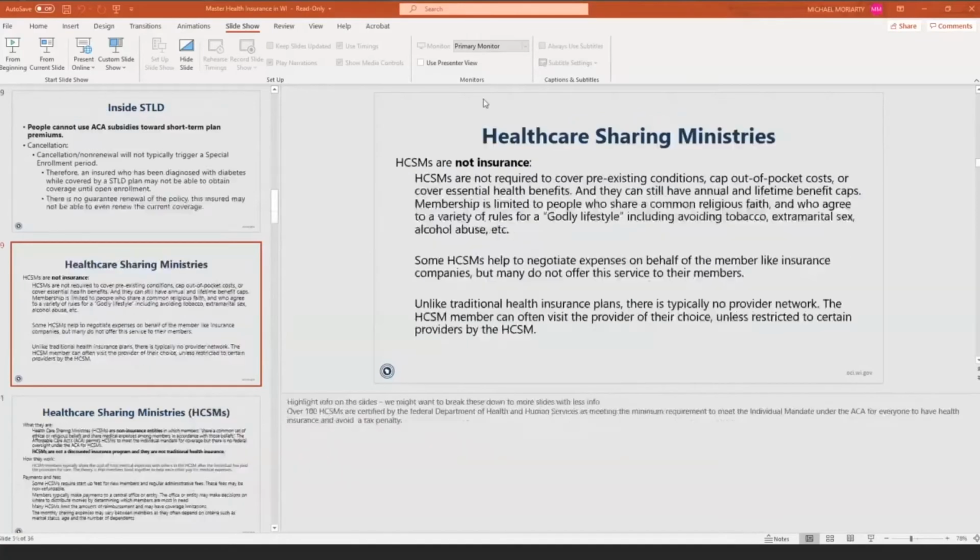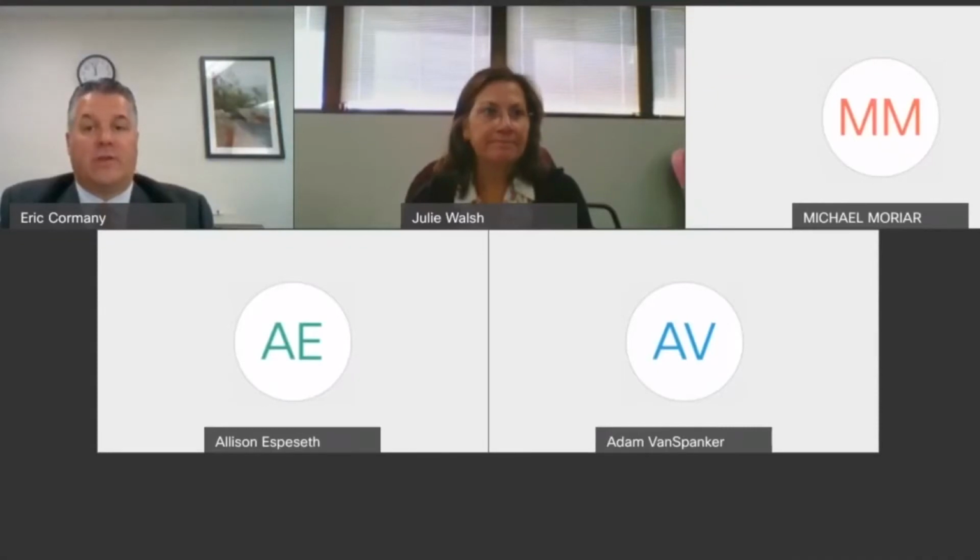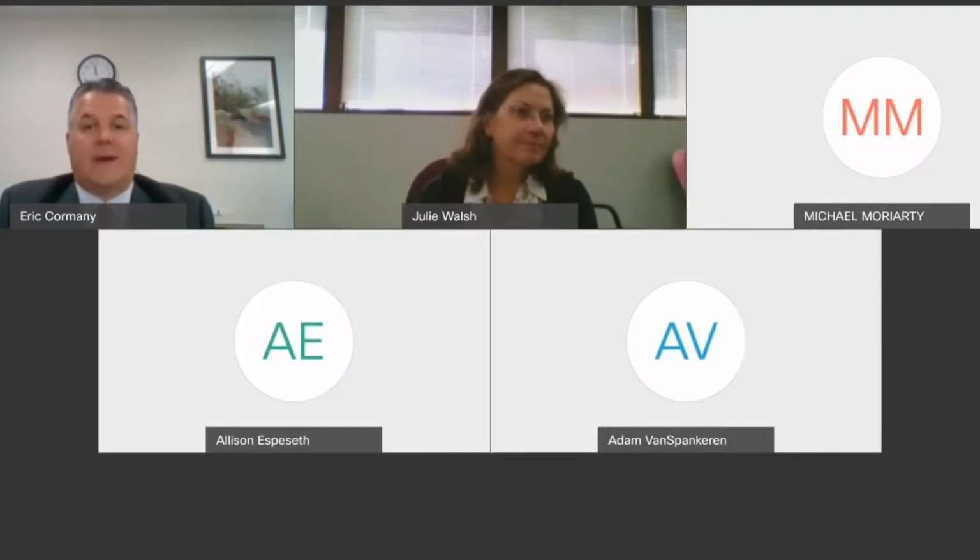Julie touched on healthcare sharing ministries a bit in the first hour. But again, we want to stress that healthcare sharing ministries are not insurance. They're not required to cover pre-existing conditions or cap out-of-pocket costs or cover essential health benefits. And they can still have annual and lifetime benefit caps.